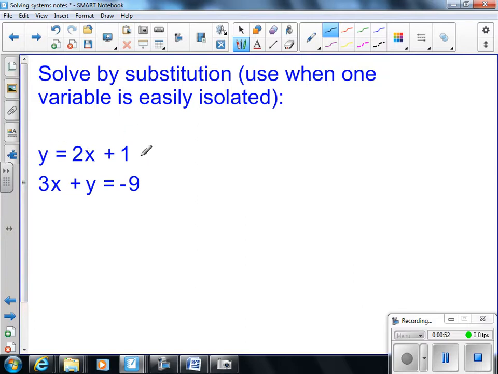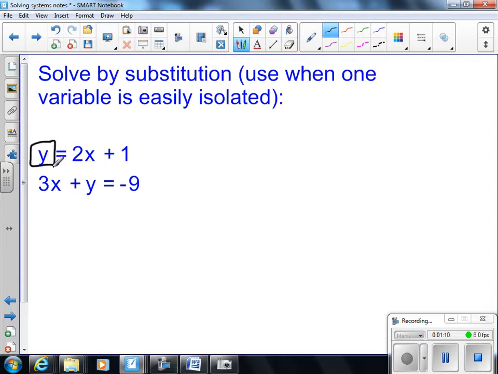Wow, they've already got that set up. I could graph it. It might be easily graphed. But this one isn't so easily graphed, is it? But if you're going to choose the substitution method, we're going to plug in a value for y, because y in this one is already isolated.